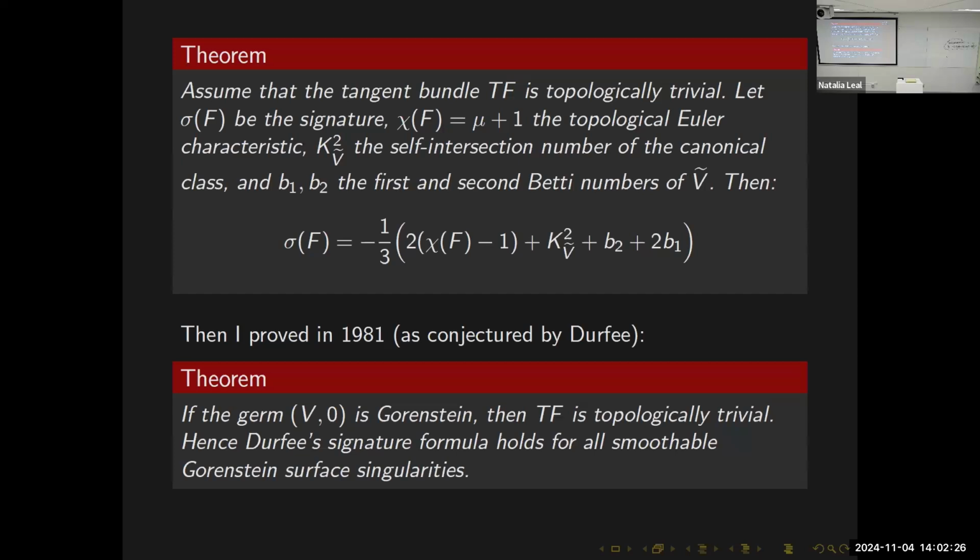Okay. And then Durfee proved the following theorem. If the singularity is smoothable, and you assume that the tangent bundle of the Milnor fiber is topologically trivial, then denote the signature of the Milnor fiber in this way. This is the Euler characteristic, which is mu plus 1, where mu is the Milnor number. When V is a complete intersection, we know that the Milnor fiber has the homotopy type of a bouquet of spheres of middle dimension, and the Milnor number is the number of spheres.